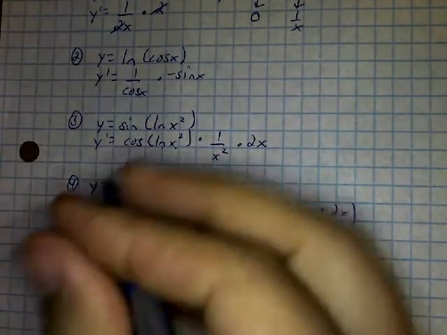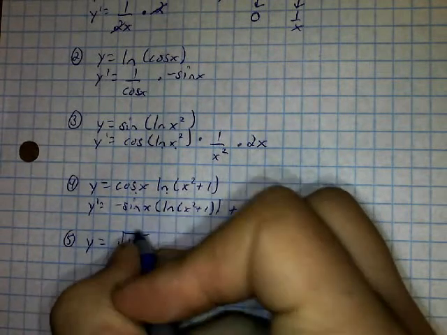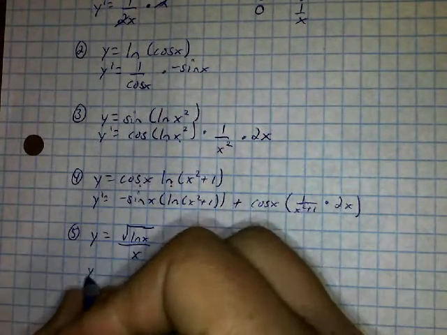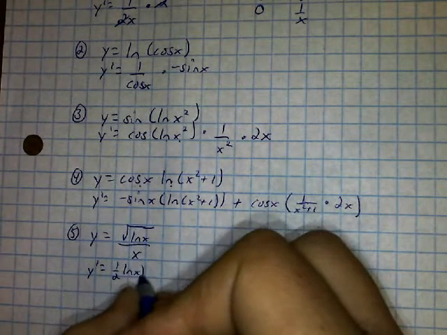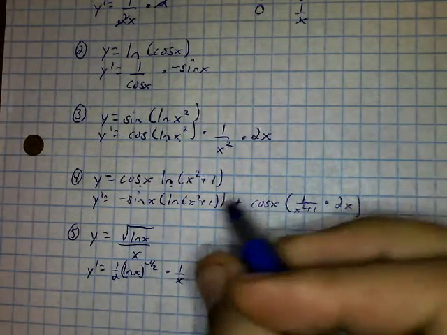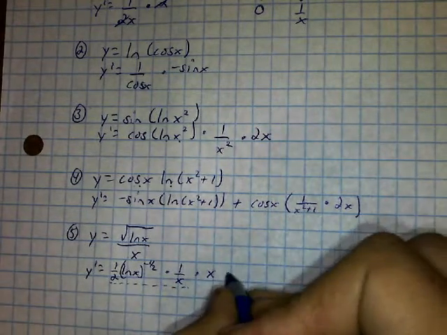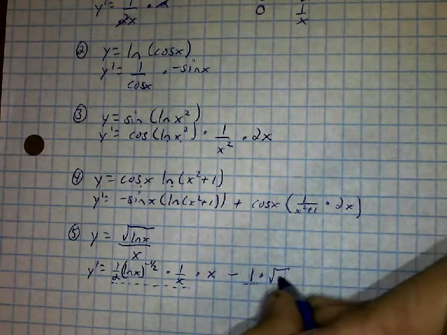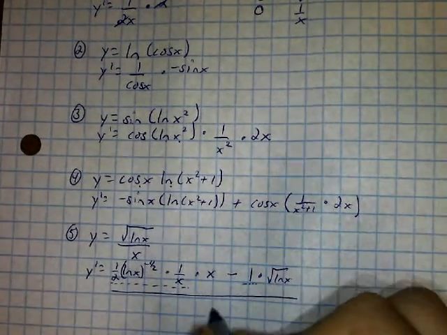Number 5. y equals the square root of ln of x over x. So I'm just reviewing the quotient rule now. y prime equals the derivative of the top, which is 1/2 natural log of x to the negative 1/2 times 1 over x for the inside function, times the bottom. So there's my derivative of the top. Minus derivative of the bottom, which is 1, times the top, all over the bottom squared.